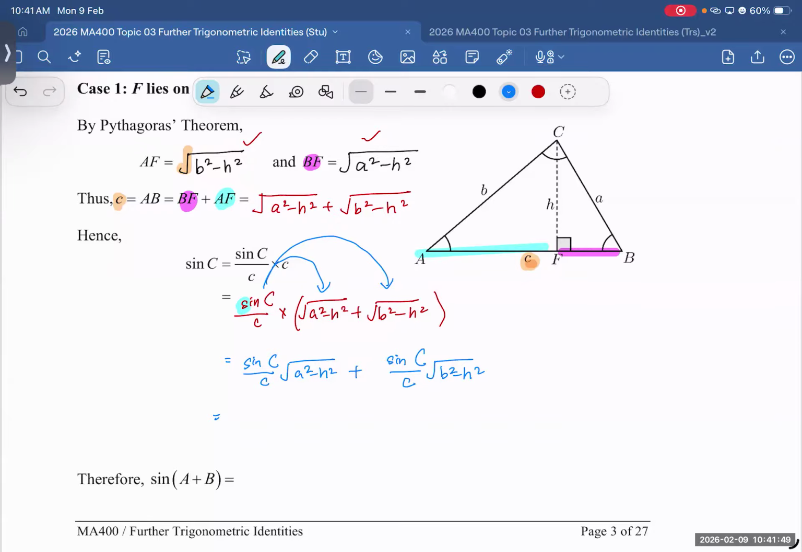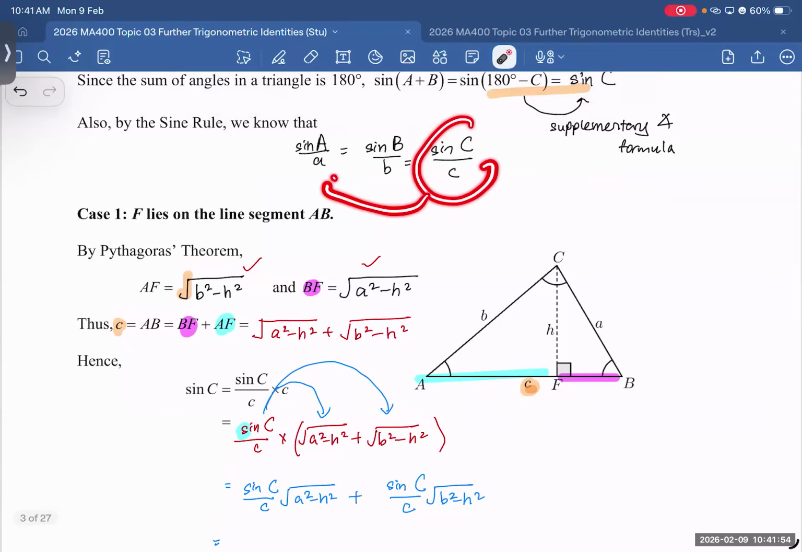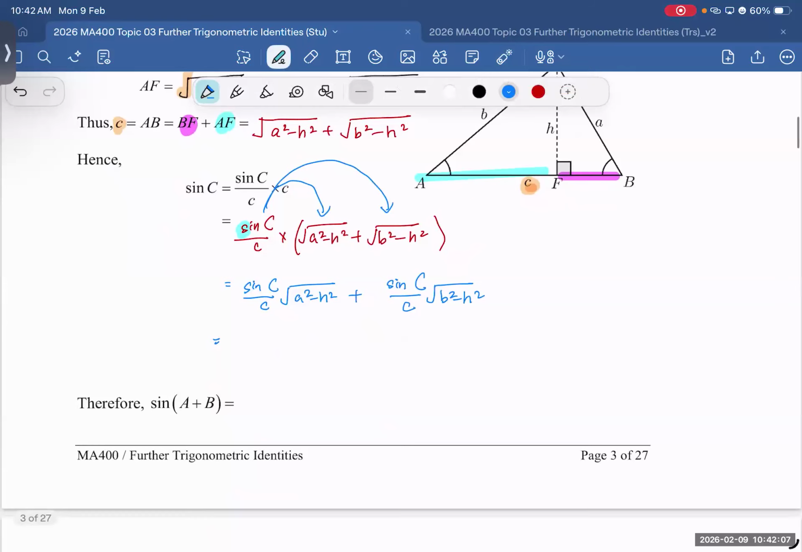Can I say that based on the first one? Just remember earlier on, sine C over C is the same as sine A over A. Can I say that sine C over C is the same as sine B over B? Okay, guys, the exchange of hostage is going to begin. So now I'm going to replace sine C over C as sine A over A. And I'm going to replace the other sine C over C as sine B over B. Is that okay?